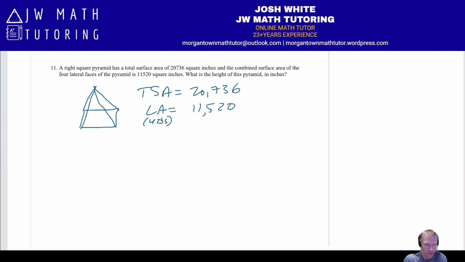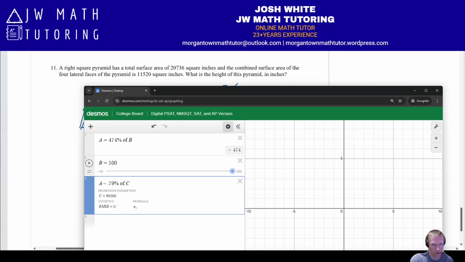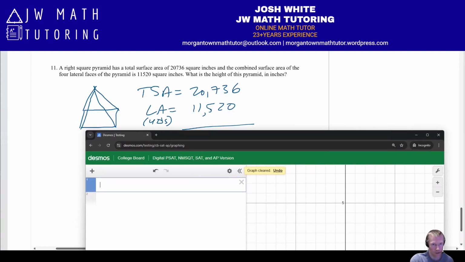Okay, so what do we have to do in order to solve this is first subtract these 2 figures in order to get the area of just the base, basically the square base. So if we just go ahead, we'll do that in Desmos. Okay, I get 9216.